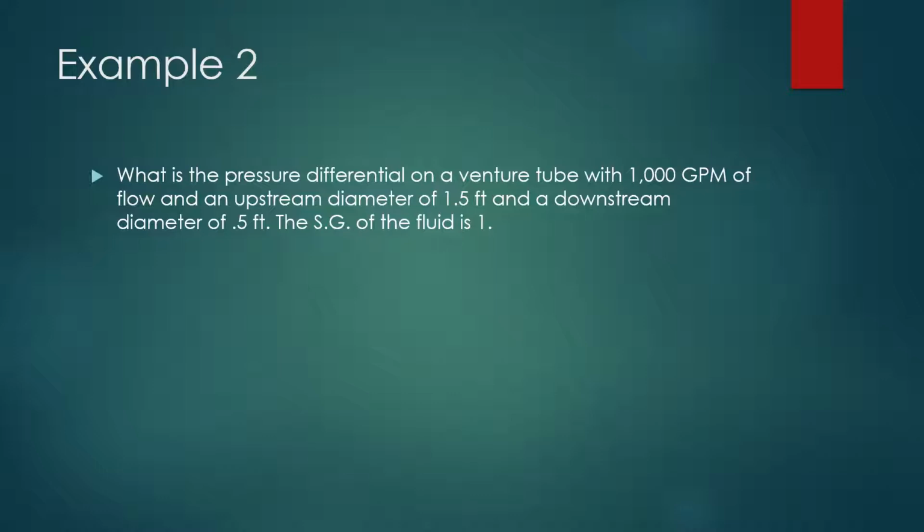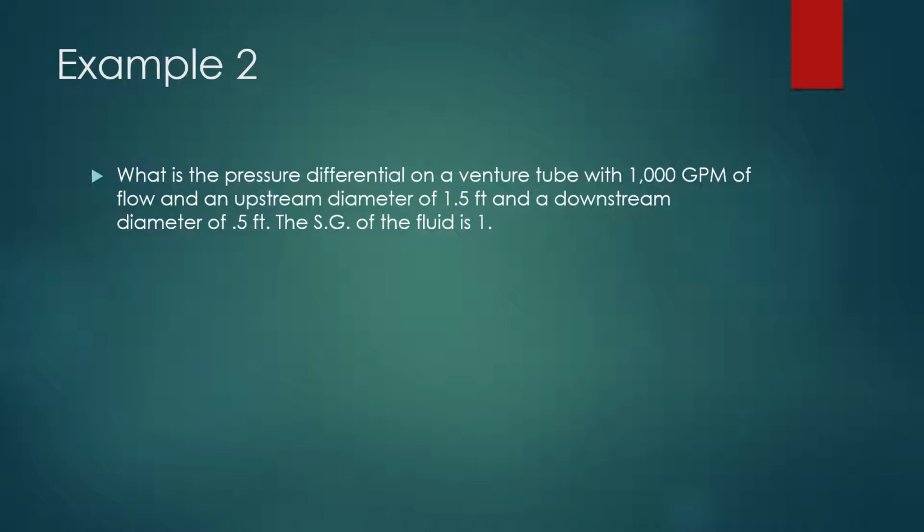Okay, so this time it's asking for a pressure differential, and it's going to be the pressure difference in a Venturi tube that's passing 1,000 gallons per minute and has an upstream diameter of 1.5 feet and a downstream diameter of 0.5 feet. And the specific gravity of the fluid is 1, so it's water or something like water.